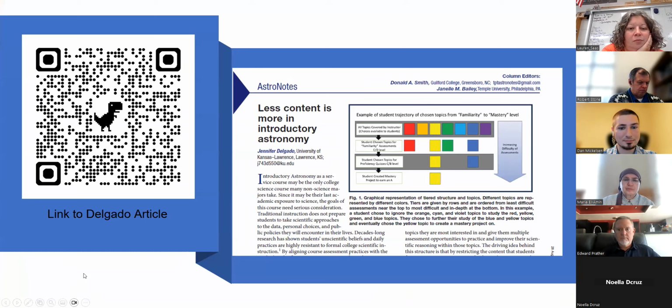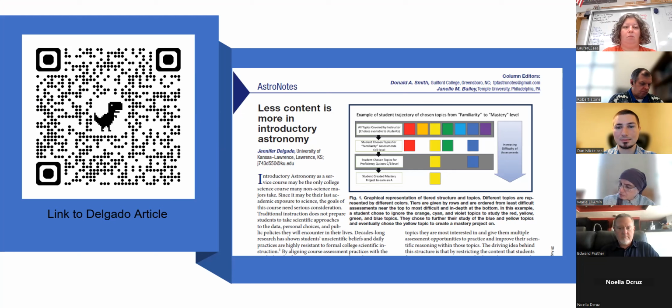This article is from The Physics Teacher, which is a journal from AAPT. Again, there's a link to it. And this is an approach, basically the title says it all: Less is More in Introductory Astronomy. What I found interesting about this, I'm still trying to decide if I like this or not. But it was interesting and it was different. I thought, well, this is worth talking about and discussing and sharing.